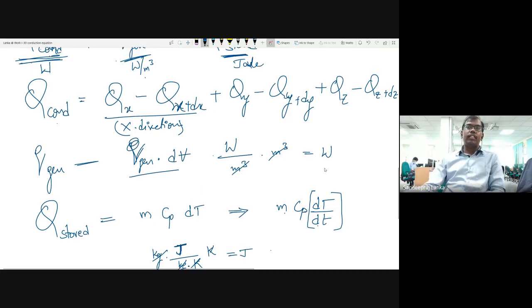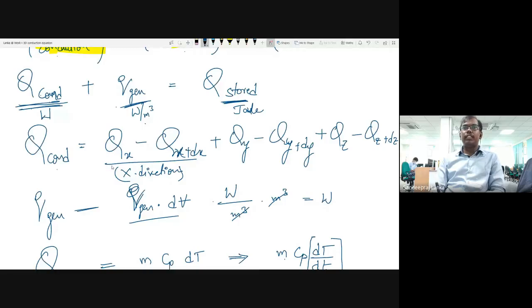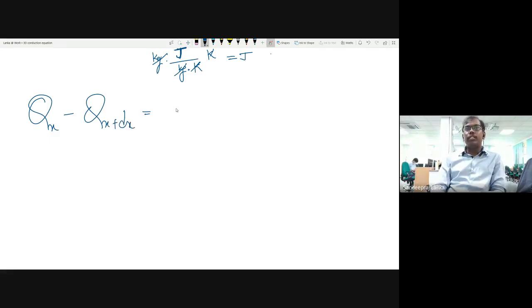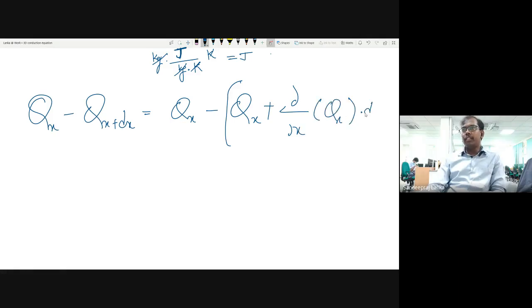Now, how to take the difference between qx and qx plus dx, we should also see. So for that, qx minus qx plus dx, if I write, this will be equal to qx minus qx plus dou by dou x of qx into dx. So this qx will get cancelled. This will give you minus dou by dou x of qx into dx.